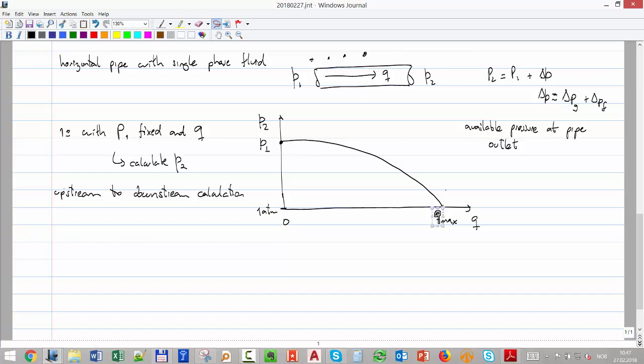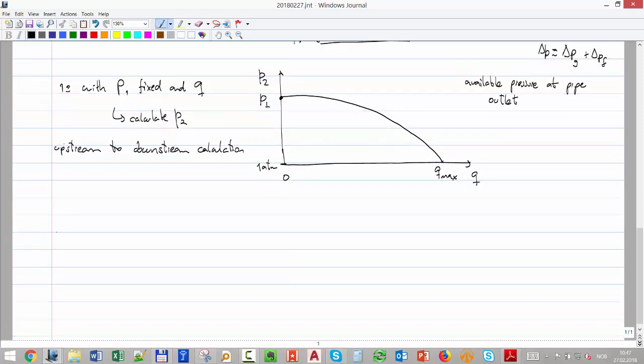Okay? So in that case, I just tell you to remember it for your exercise later. You have to increase the pressure. The pressure you have is not enough to deliver that rate. That clear? That we call the available pressure at the pipe outlet.